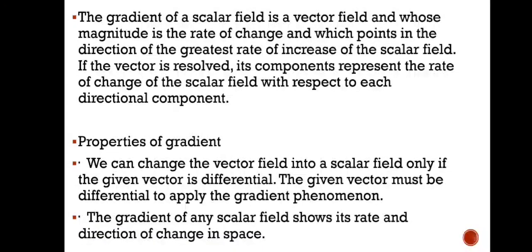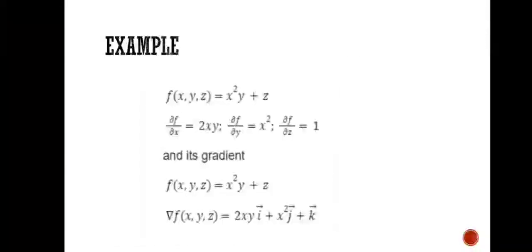If we look at the properties of gradient, we can change the scalar field into a vector field only if the given function is differentiable. The given function must be differentiable to apply the gradient. The gradient of any scalar field shows its rate and direction of change in space.